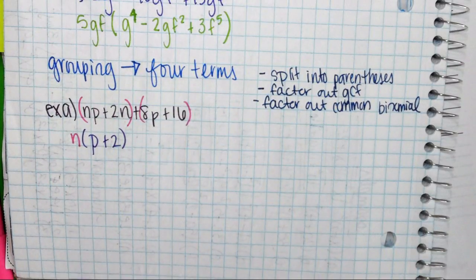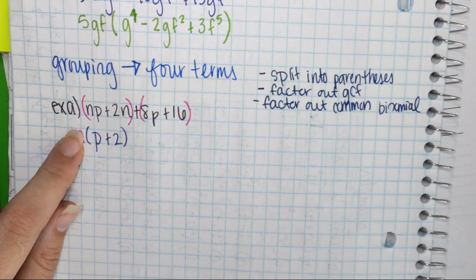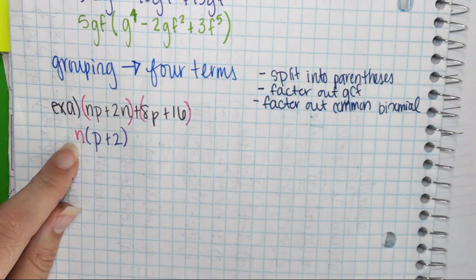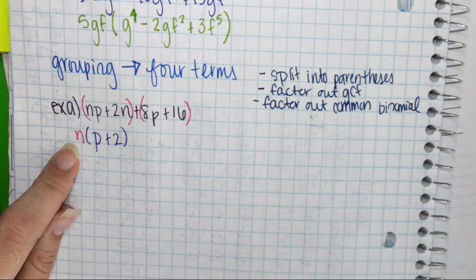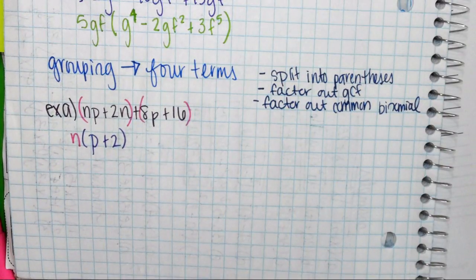Now, oh my God, I factored out an N. The same thing we've been doing. You only factored out one N though, so what happened to the other N? Oh my gosh. Okay. All right.